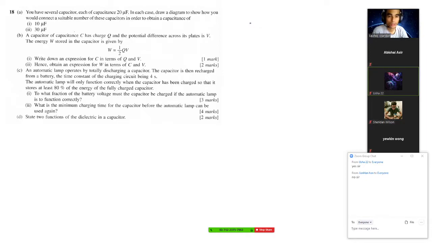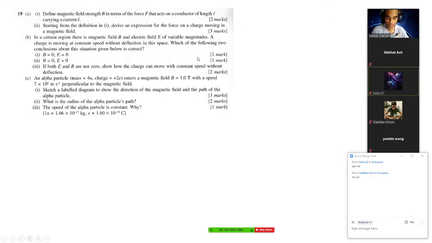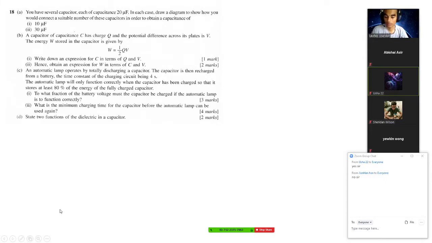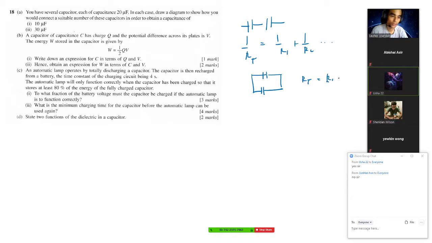when you have capacitors in series, oh sorry, when you have capacitors in series, it will be 1 over C_T equals 1 over C1 plus 1 over C2 and so on. When you have capacitors in parallel, C_T equals C1 plus C2. Why am I using R? It's not R, it's C.